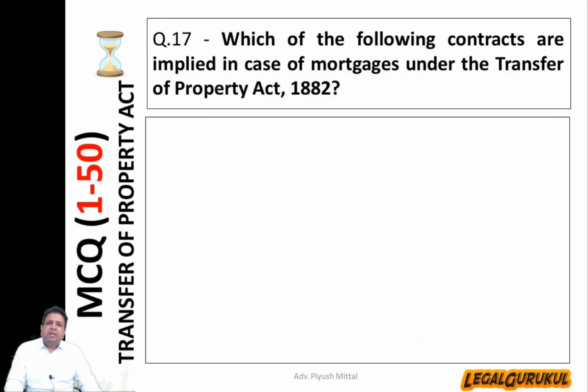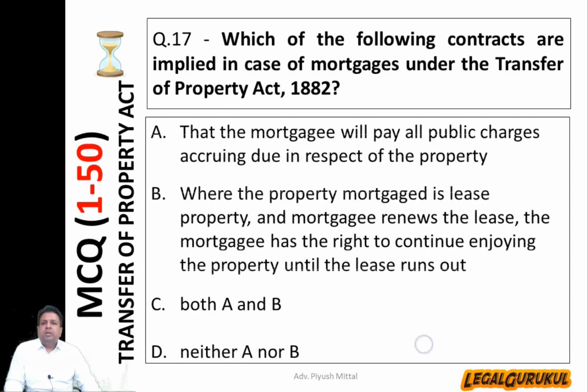Question number 17. Which of the following contracts are implied in case of mortgages under the Transfer of Property Act 1882? Option A. That the mortgagee will pay all public charges accruing due in respect of property. B. Where the property mortgaged is lease property and the mortgagee renews the lease, the mortgagee has the right to continue enjoying the property until the lease runs out. C. Both A and B. D. Neither A nor B. And the correct answer is D. Neither A nor B.